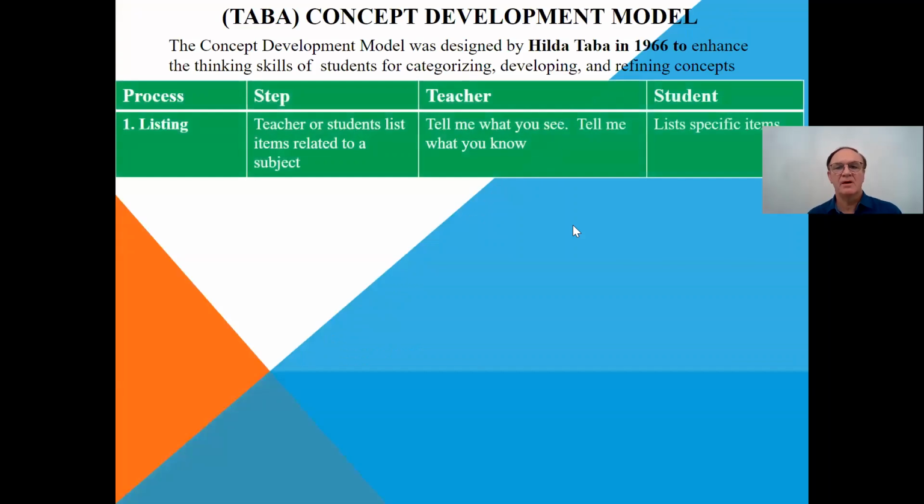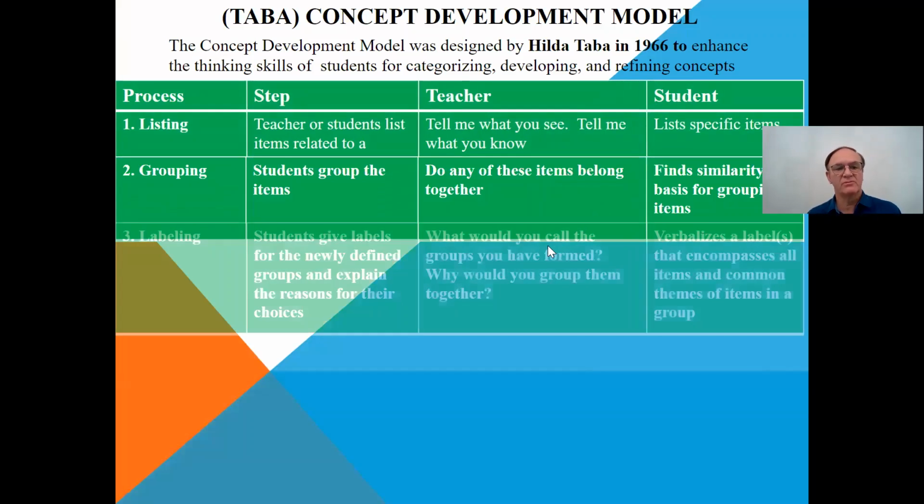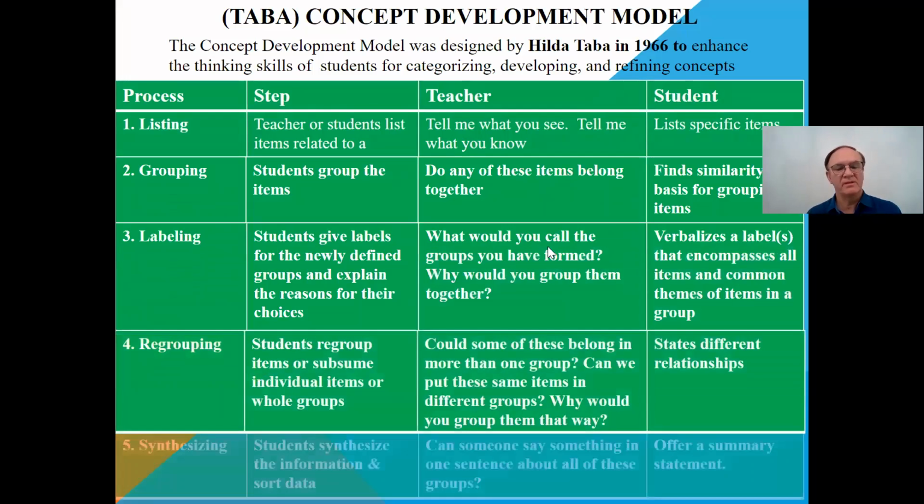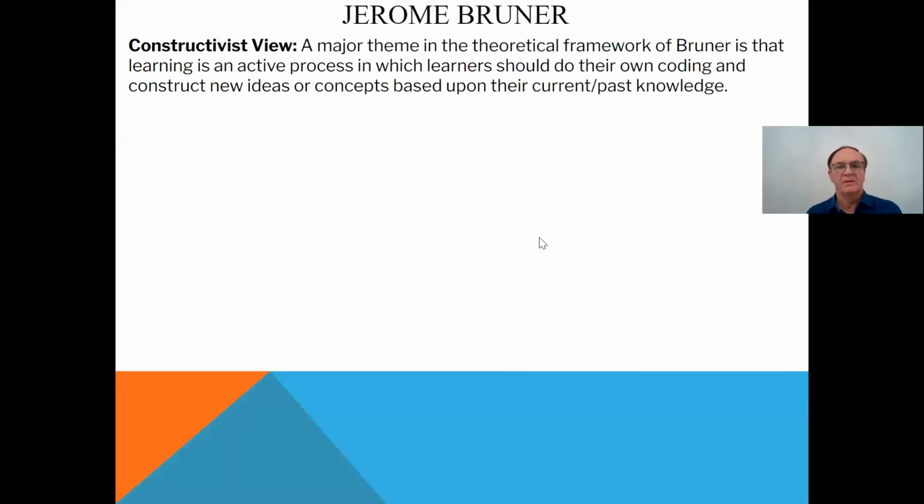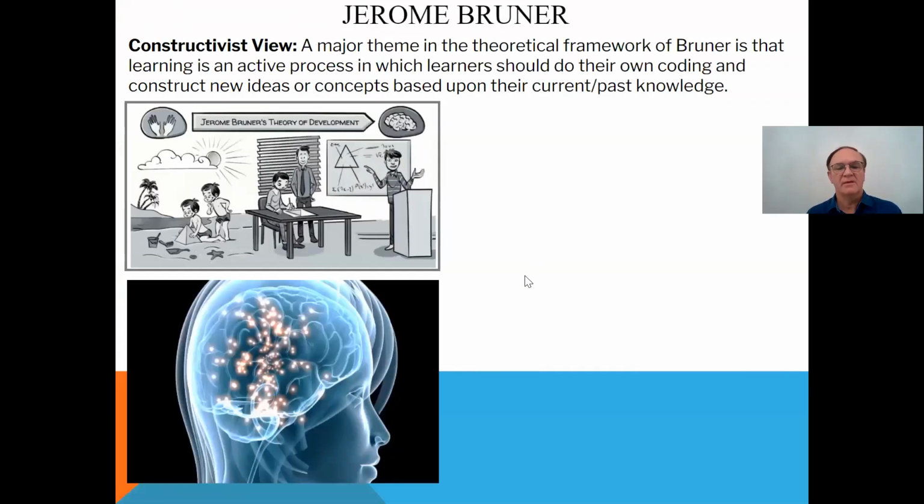The model that Taba produced has 5 different categories, which include listing, grouping, labeling, regrouping, and synthesizing, and it involves interaction between teacher and student, where teachers ask questions and students code and do the legwork to produce the data. Jerome Bruner had an interesting concept of giving students an idea and then giving the students the opportunity to turn around and produce the idea, as you see in the illustration where the 2 boys are building a pyramid after the suggestion from the teacher.